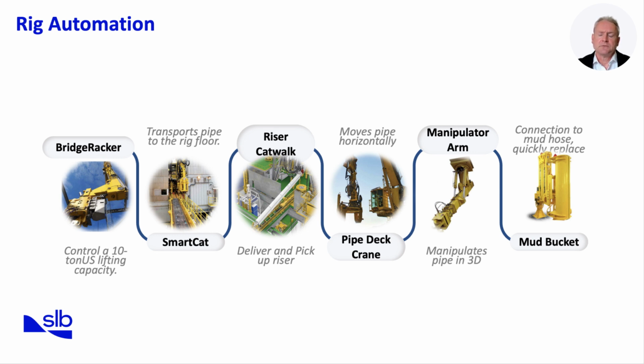For example, the bridge racker manipulates pipe in 3 dimensions, while the riser catwalk delivers and picks up risers with a 10-ton lifting capacity. The manipulator arm connects mud hoses and replaces them quickly, eliminating manual handling risks. The overall result is faster operations, reduced risk exposure, and more consistent handling of pipe and riser systems. Next, we'll look at a short video on drill ops used on the Peregrino project for Equinor.